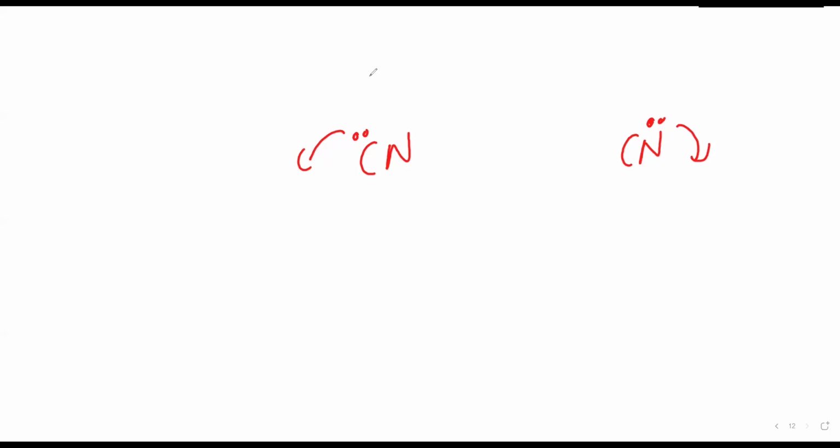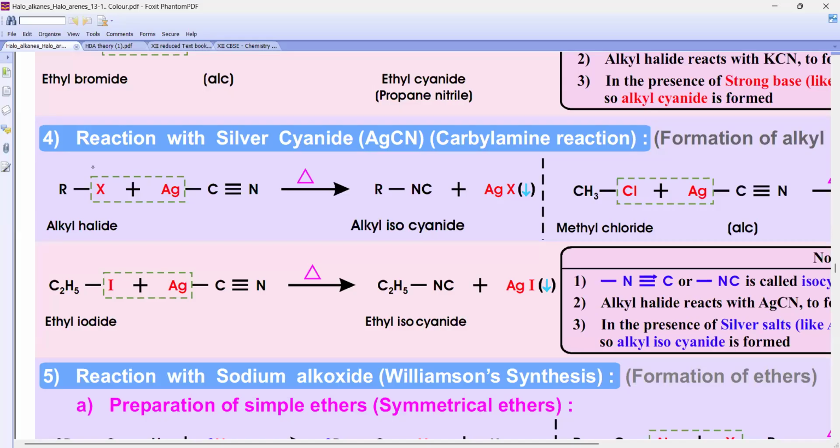So if, instead of KCN, I take silver cyanide, can you see this silver? So what do you think? It should be AgX and RCN should form, right? No, what is forming? RNC. Because cyanide is ambidentate, it can attack from both. From the carbon side it will attack if I take an ionic reagent. Whenever you use silver, it will attack from which side? So what do we call this? Isocyanide. CN is cyanide, NC is isocyanide.